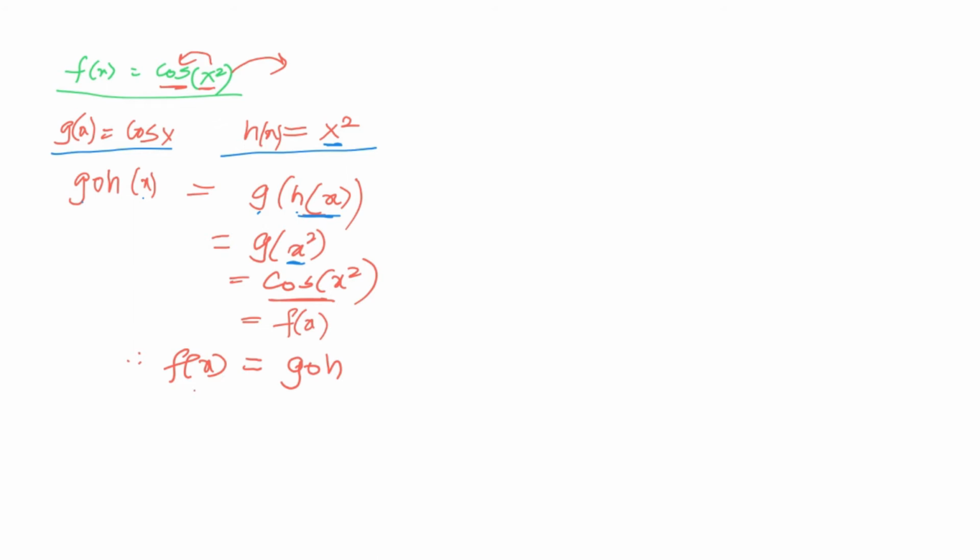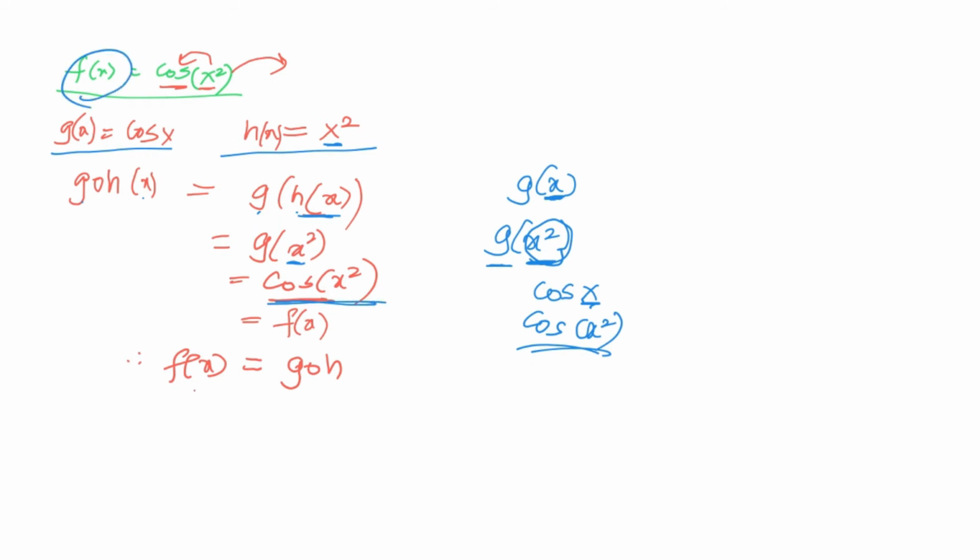What am I doing here? Whenever I write g of x square, that means in my function g of x, every place that I have x, I need to put x square. So, what is my function g of x? It is cos x. That means if I'm doing g of x square now, instead of x, I'm going to put cos of x square, right? This is what we do in limit also. Every place where you have x, you will put the function that you need to substitute. All right. So when you do this, you get cos of x square, which is also equal to our f of x. So we came to the conclusion that f of x is equal to g of h.